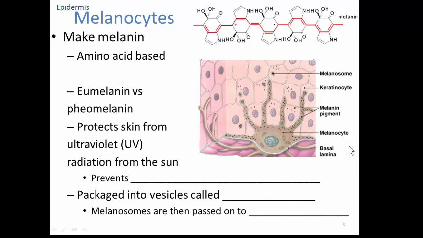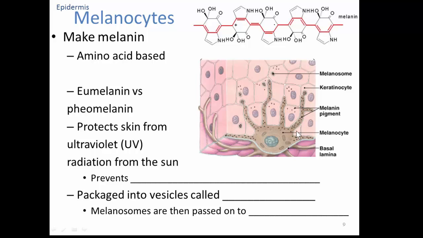It turns out that melanocytes really produce two types of melanin, eumelanin and pheomelanin. The prefix eu means true, and the prefix pheo means false. So basically, there's a true melanin and a false melanin. The eumelanin tends to be dark brown, black in color, whereas the pheomelanin is much lighter, red to orange kind of color. Melanin's job is to protect the skin from ultraviolet radiation from the sun. And this is important because the melanin helps to prevent cancers, because UV radiation, if it hits our DNA, can actually cause DNA mutations which can lead to cancers.